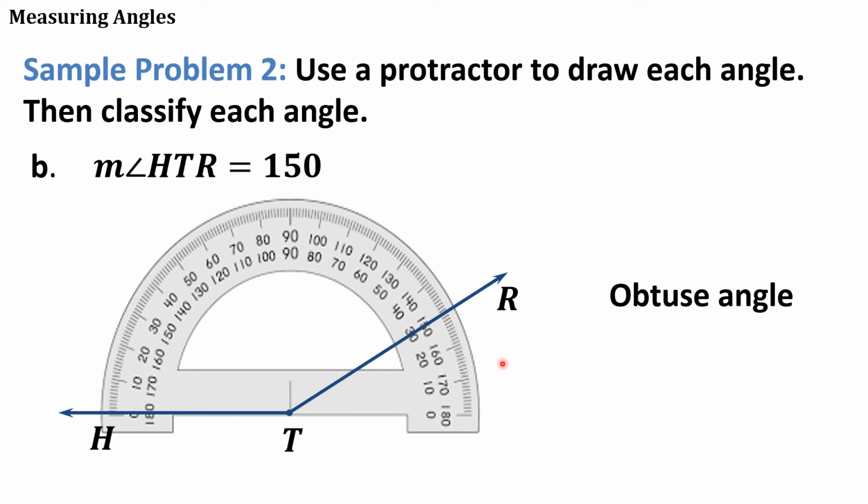Again, I just used my protractor, and again, I'm going to look for a number after 140, before 160. There is my 150. And because it's more than 90 degrees, this is going to be an obtuse angle.